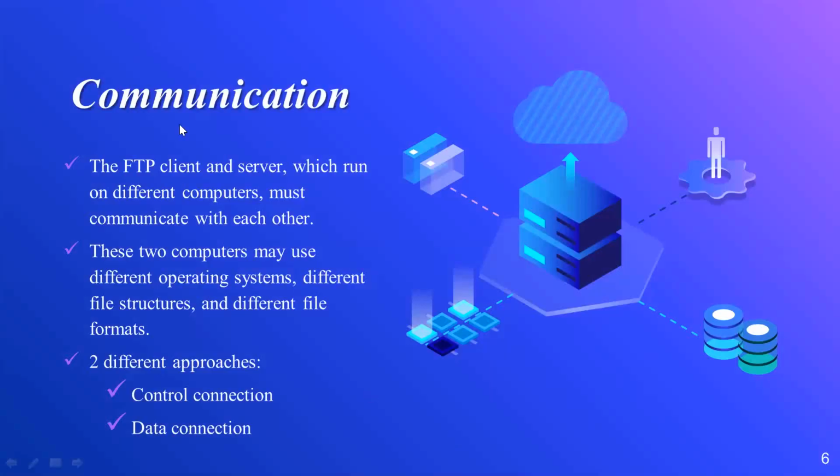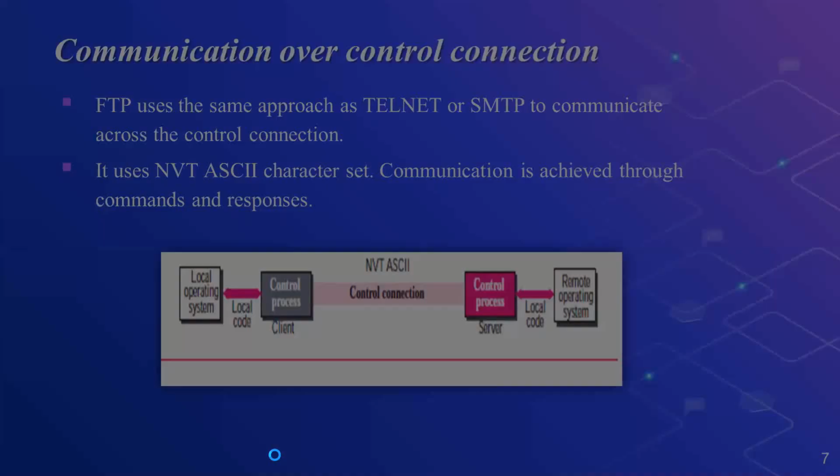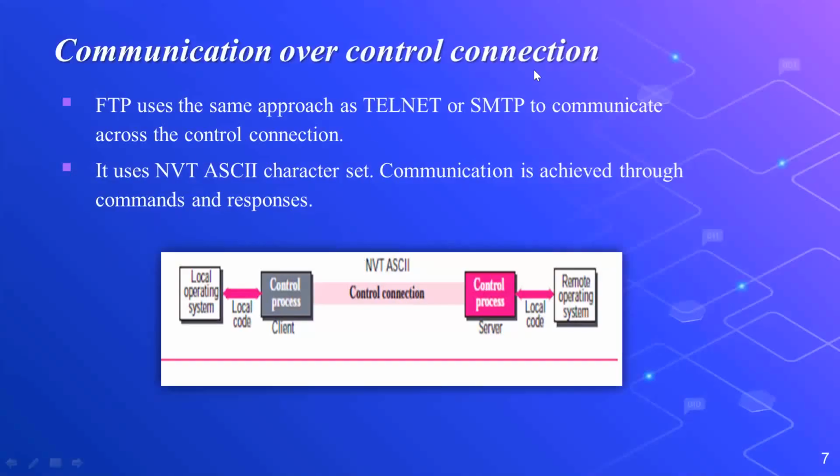Once the connection is established, it has to communicate between different types of computers. These computers may use different operating systems, different file structures, and different file formats. So there are two approaches to this communication: communication over the control connection, and communication over the data connection. First, let us see communication over the control connection.